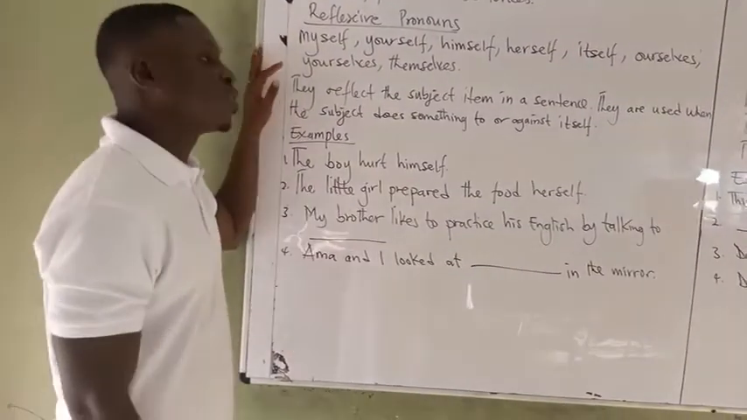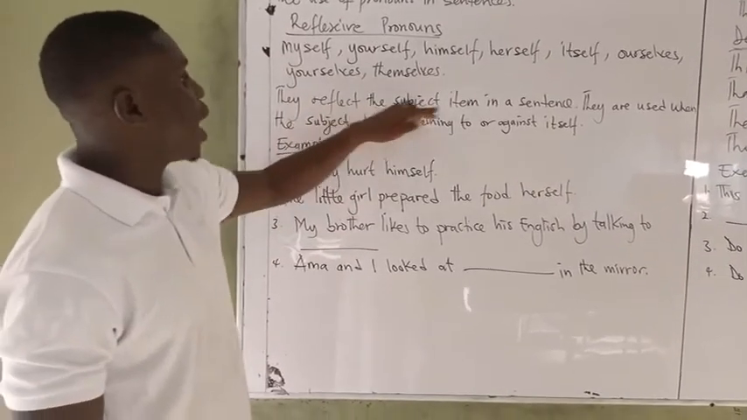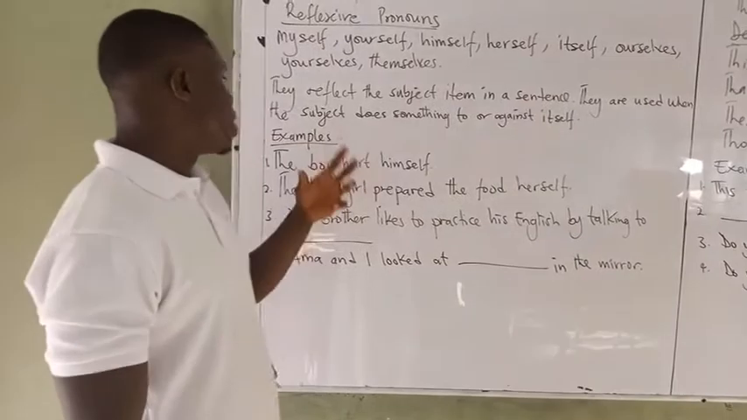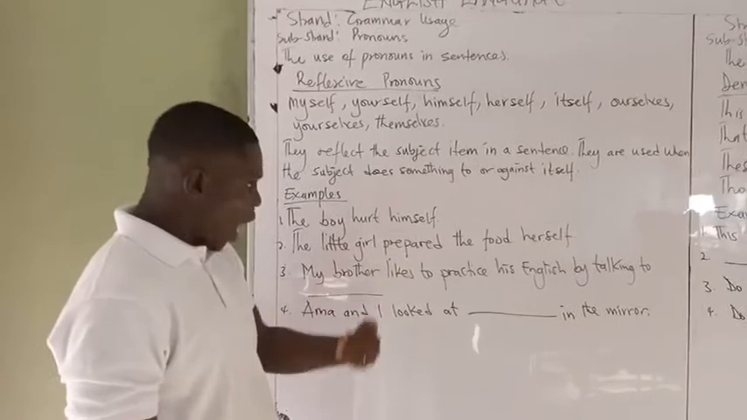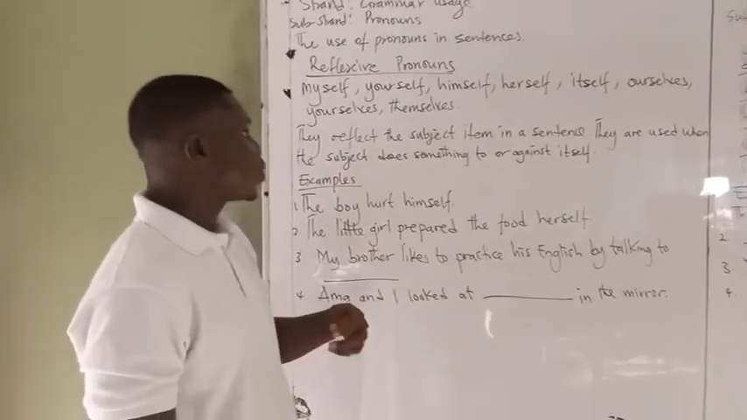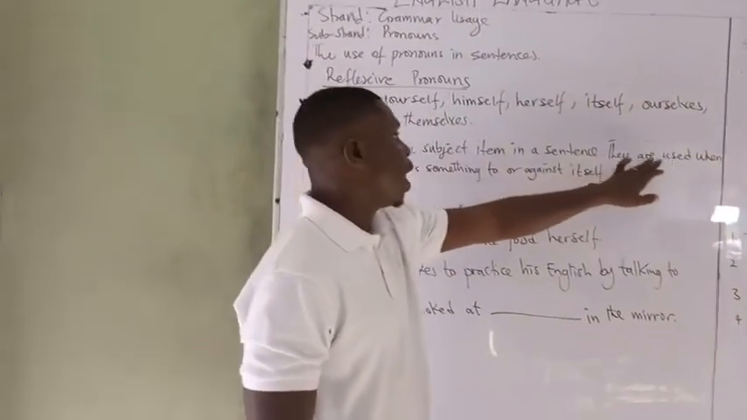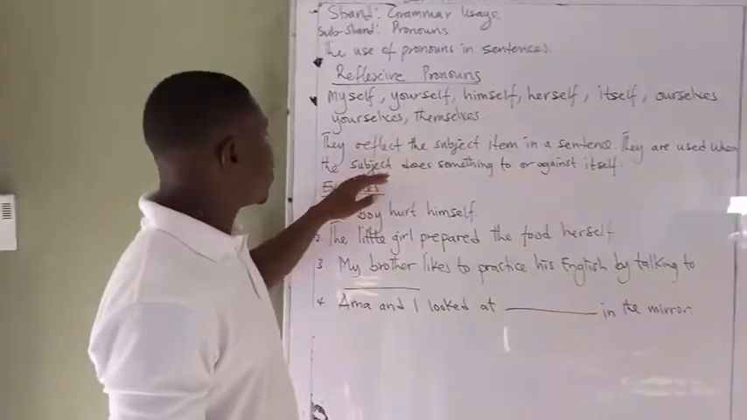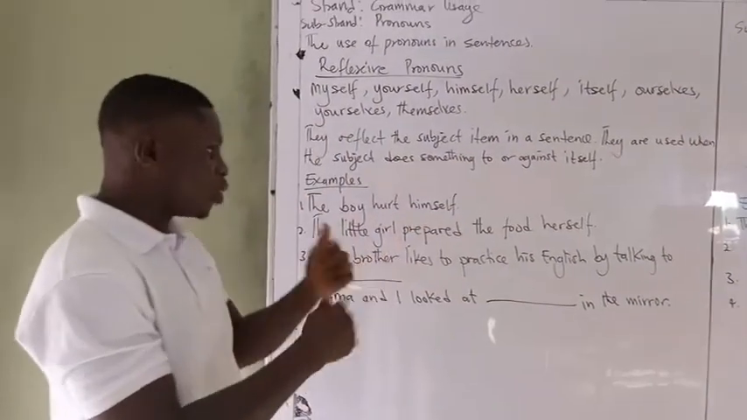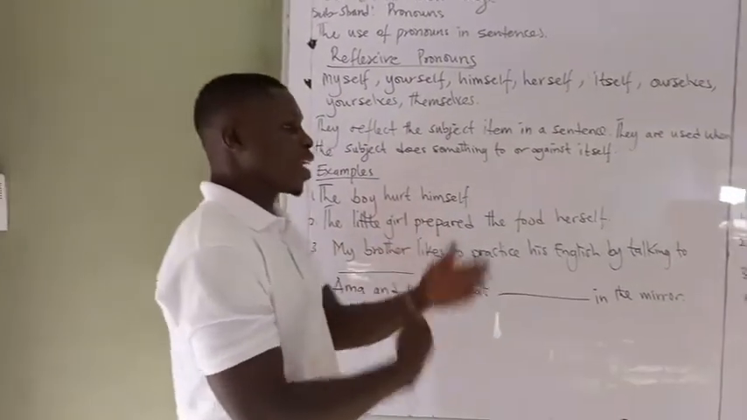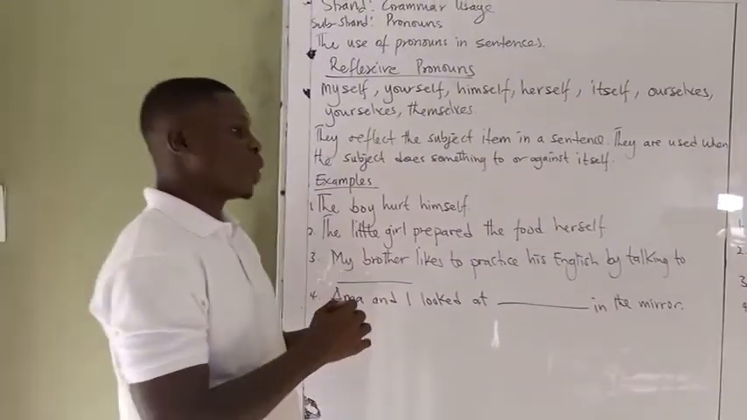Now let's look at what we use these reflexive pronouns for. You already learned them in your lower classes. They reflect the subject item in a sentence. What it means is that if you have a subject in a sentence and the subject is performing an action in the sentence again, that is when we use a reflexive pronoun. So you see that I've written that they are used when the subject does something to or against itself. So you see that the subject will be performing the same thing. So it's more or less like a reflection. The subject will be seeing itself again. Let's understand it better in the examples.